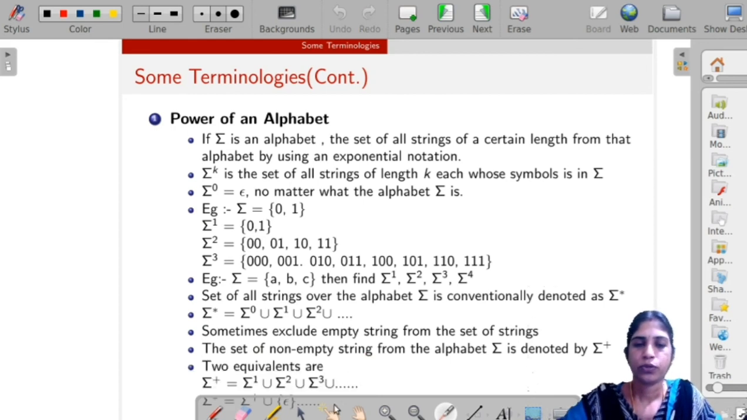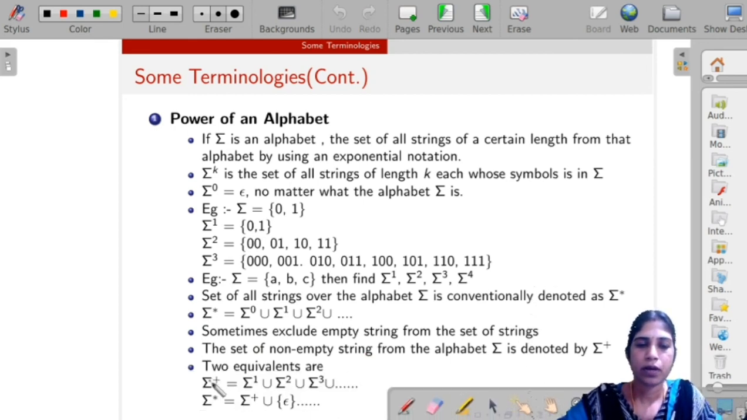Okay. So we have the two equivalents. Sigma raised to plus is equal to sigma raised to 1 union sigma raised to 2 union sigma raised to 3 union, etc. Only the non-empty strings, since sigma raised to 0 is the empty string. So we can write sigma star is equal to sigma raised to plus union {epsilon}. So this includes the empty string also. Okay, so that's all about the power of an alphabet.